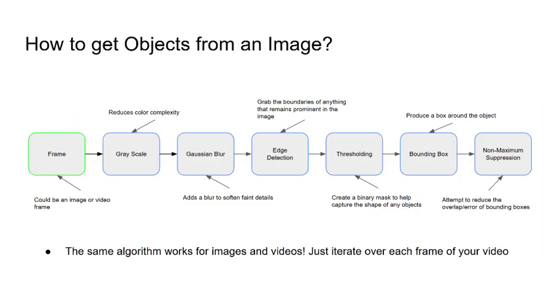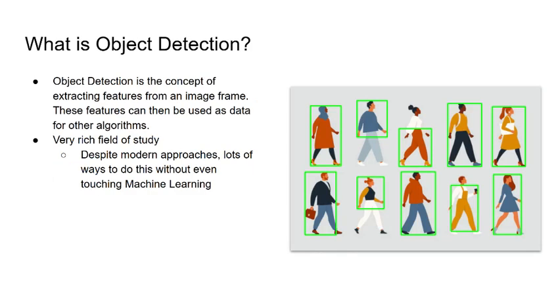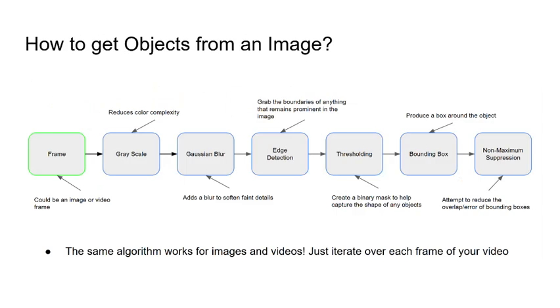So, like I said, no deep learning in this section, but how do we get objects from an image? How do we get from these people walking to the bounding boxes, and get all that stuff? This is kind of an algorithm for it. So starting on the left, you have an image frame, video frame, whatever. This algorithm, if you just looped it, would work for video.